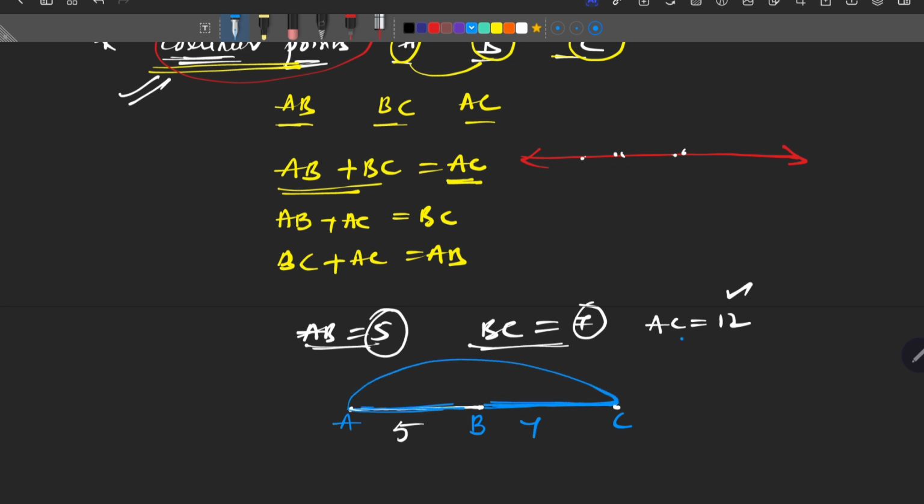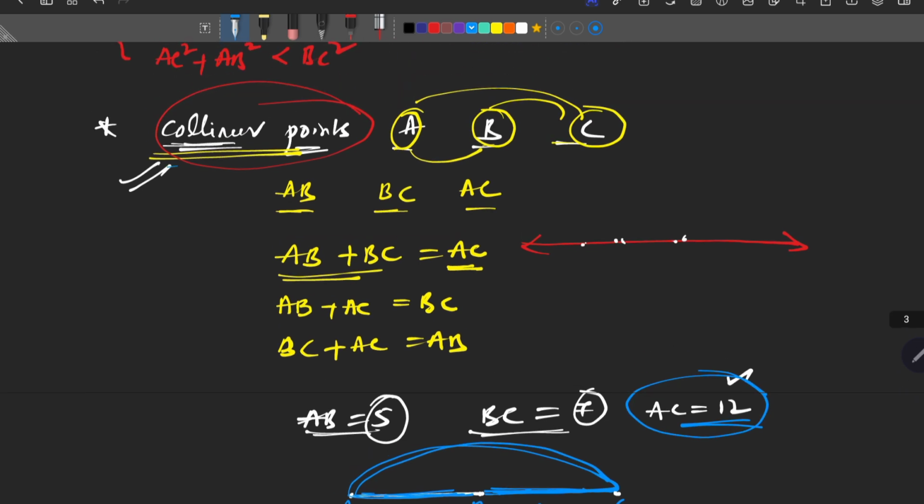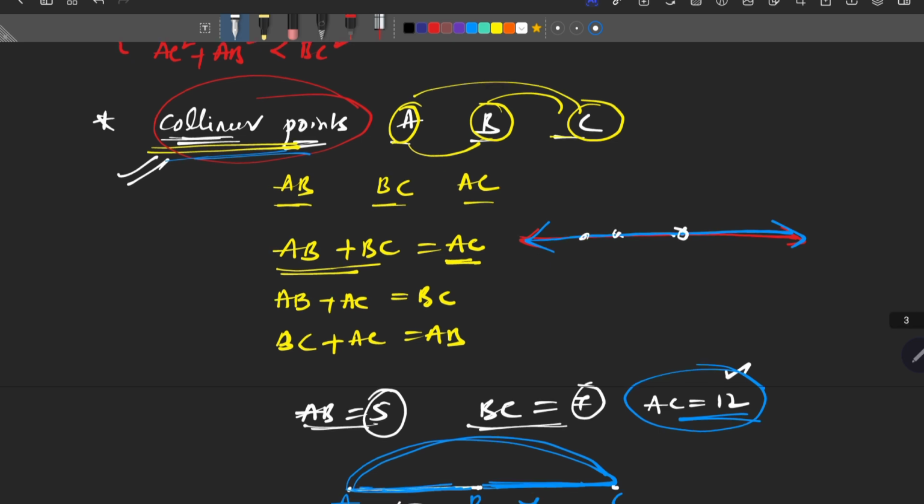Then AC together added 12 units came. So the summation of two different measures becomes the third measurement. So those points form collinear points. If you join those points, they always form one straight line. Points that always lie on the same straight line are called collinear points. I hope everyone is clear about collinear points.